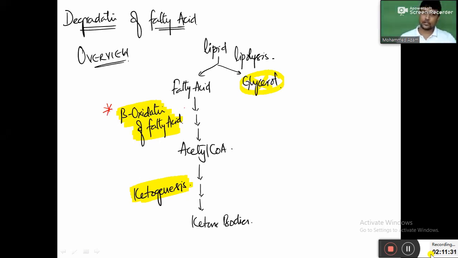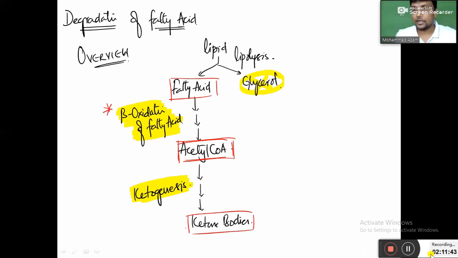So beta oxidation of fatty acid. What is the starting substance? Fatty acid. What is the end product? Acetyl-CoA. Ketogenesis. What is the starting product? Acetyl-CoA. And what is the end product, sir? Ketone bodies. Okay, sir. We'll study these 2, and that will complete our lipid metabolism topic, sir. And by that we'll complete the 3 major things: carbohydrate metabolism, protein metabolism, and the lipid metabolism will be done in the easiest way possible.